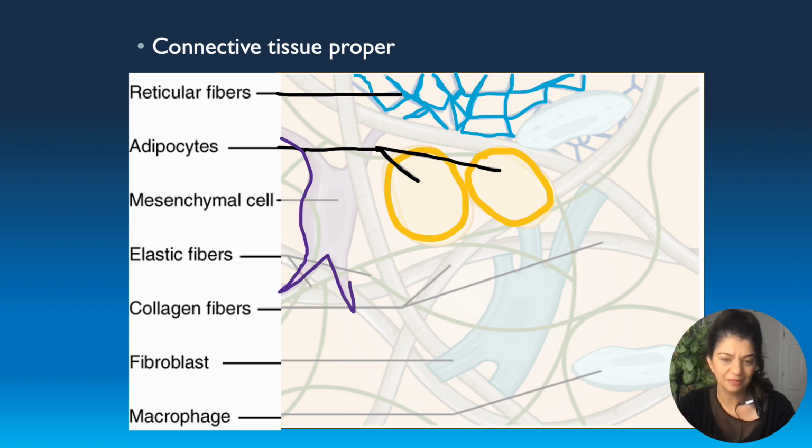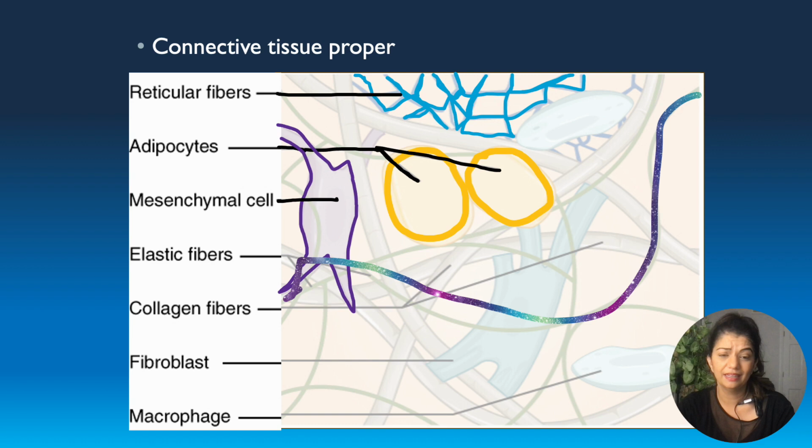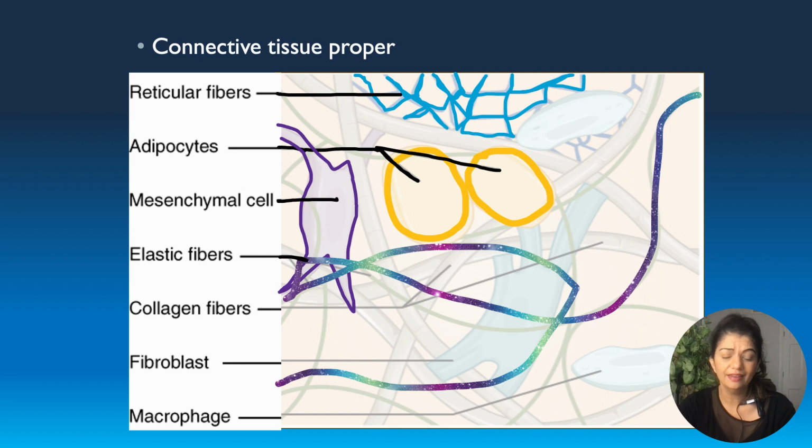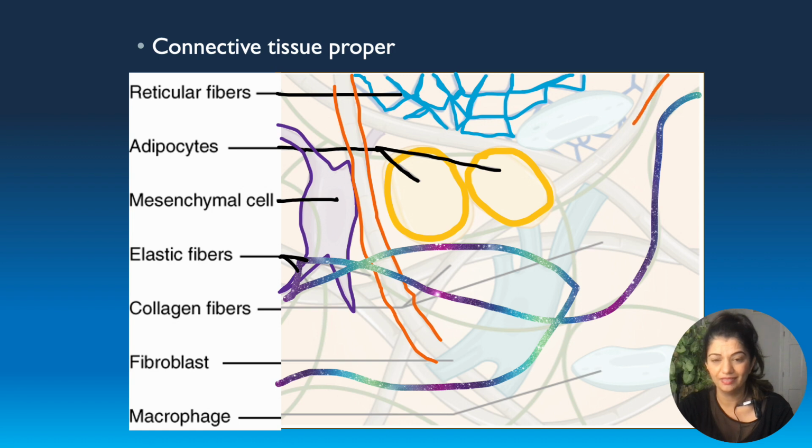And then we've got mesenchymal cells. Now, these are your stem cells. Basically, these will proliferate into other fibroblasts. And then we've got elastic fibers, right? And these are just going to be sort of strewn in there. And then we've got collagen fibers, and these are going to have a little thicker appearance, and they're going to be somewhat crisscrossed to provide more tensile strength, right?